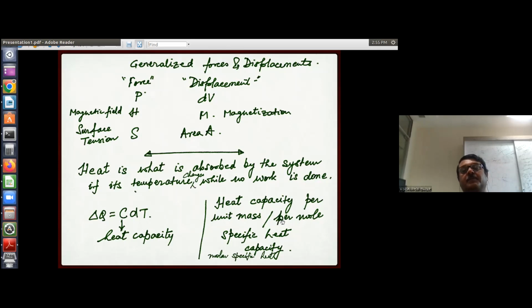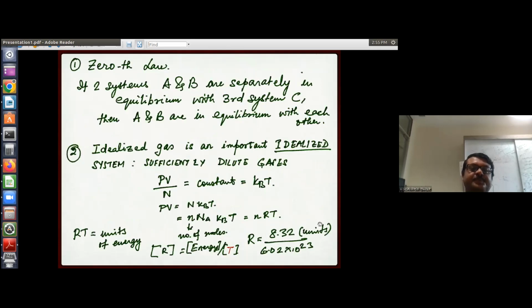And if you write it per unit mass or per unit mole, then you call it the specific heat capacity, the molar specific heat capacity, and so on and so forth. So this is just standard, quickly just going over. So what is the zeroth law?